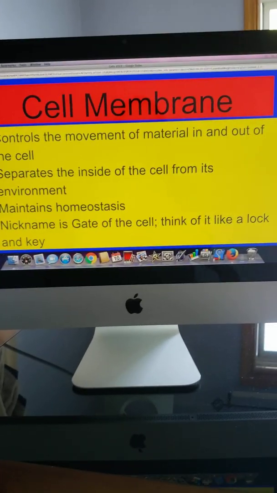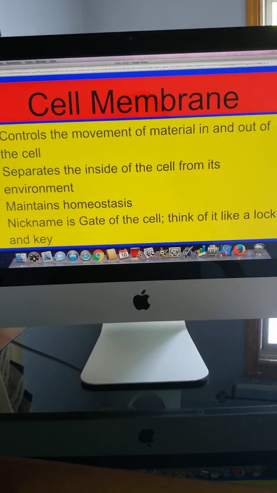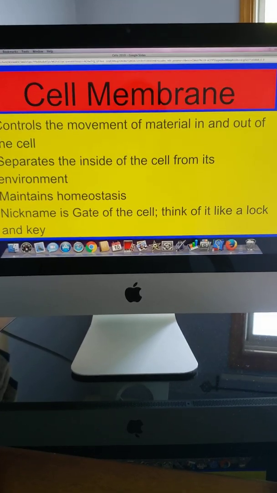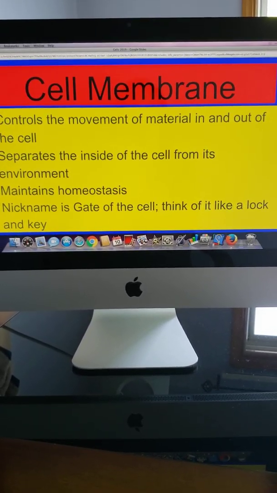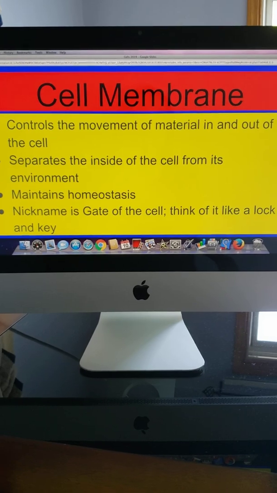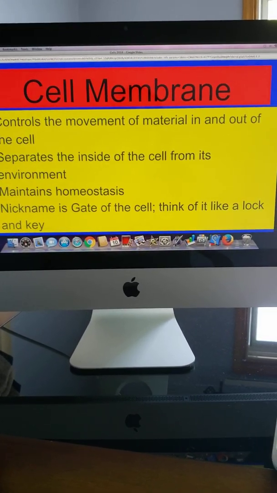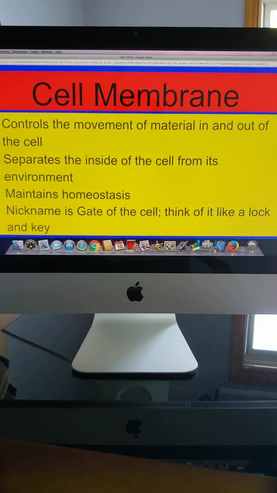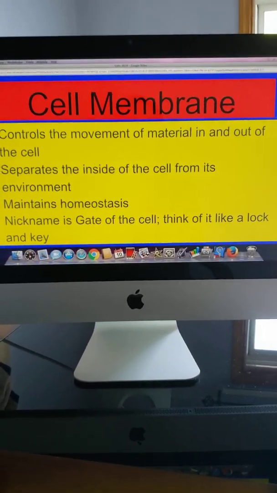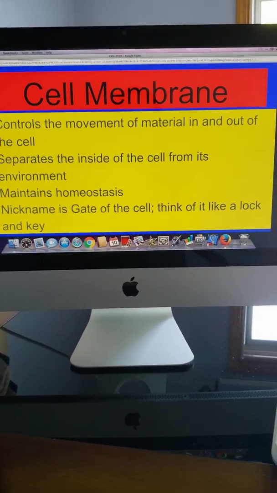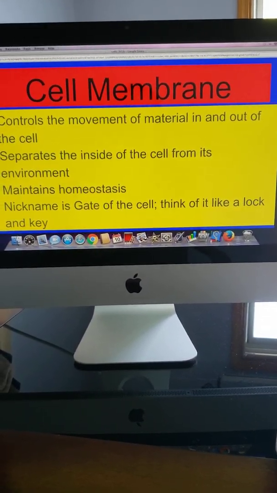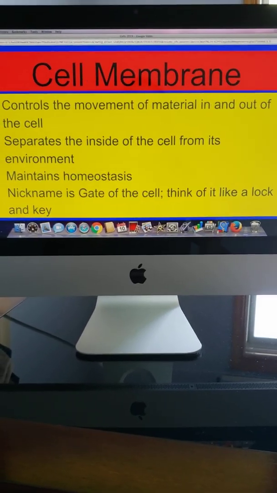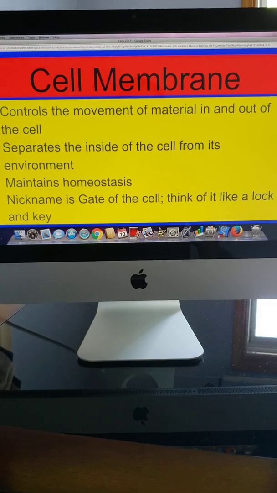So the first one is the cell membrane. And the cell membrane is nicknamed the gate of the cell. And when you think of what a gate does, if you have a gate around your house, it lets people in, but it can also keep people out. Maybe it lets your dog out into the yard, but keeps your dog from going into the street. So what a cell membrane does is it acts as that gate, controlling what moves in and out of the cell. So it's the gatekeeper. I like thinking of it that way. This is found in both plant and animal cells.